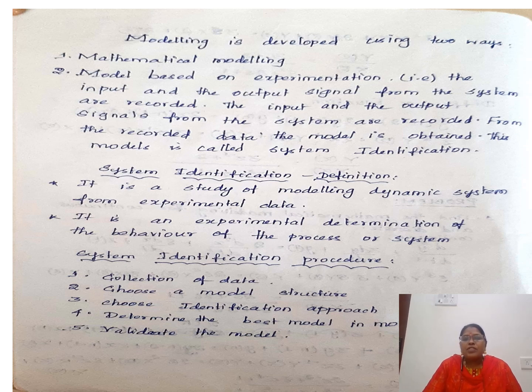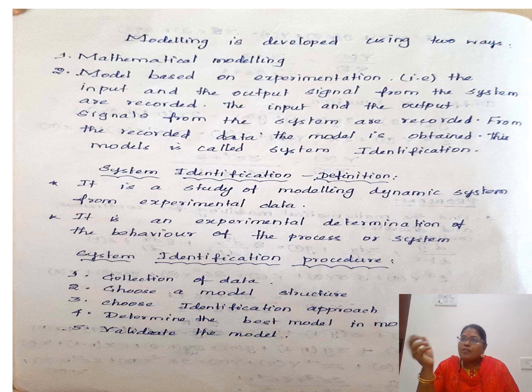So this is the definition for system identification. I can define system identification as the study of modeling dynamic systems from experiment data. Experiment data is nothing but the recorded input and the recorded output. Then the system identification procedure. The first step is you have to collect the data of any system. Data is nothing but your input data and the output data of any system.